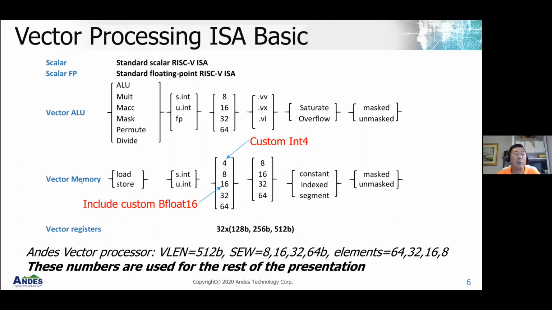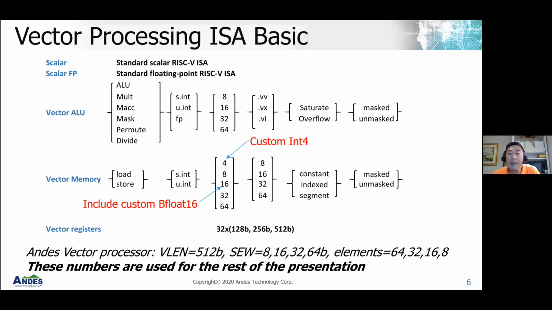Then there's the vector memory, basically load/store instructions. There will be signed and unsigned, and the element memory width can be from 4 to 64. The integer 4-bit is actually a custom instruction, and the 16-bit also includes a custom bfloat16. The operation width, again, is from 8 to 64. When you do the load/store instruction, it can be stride, constant, index, and segment, and every element is also masked or unmasked.